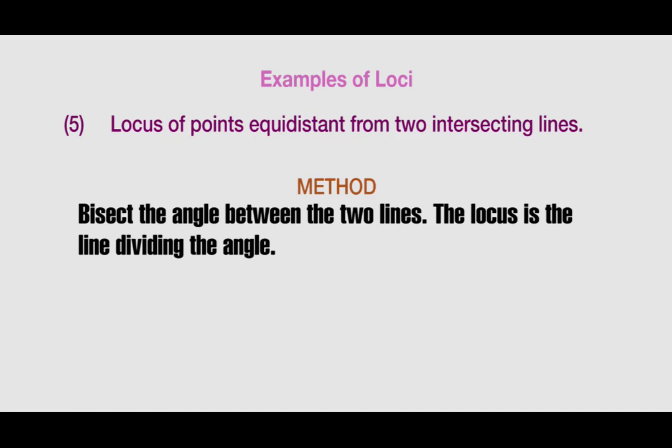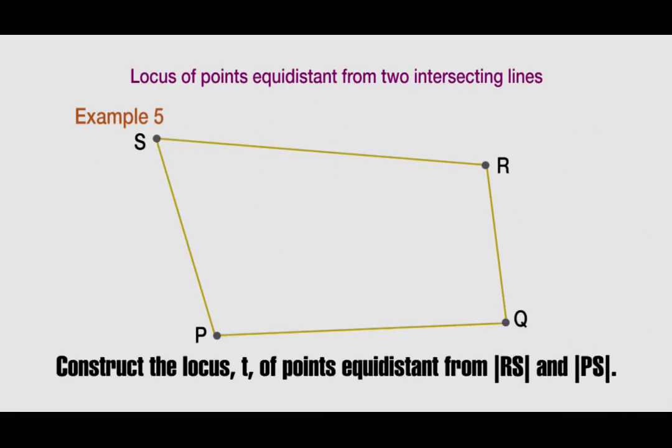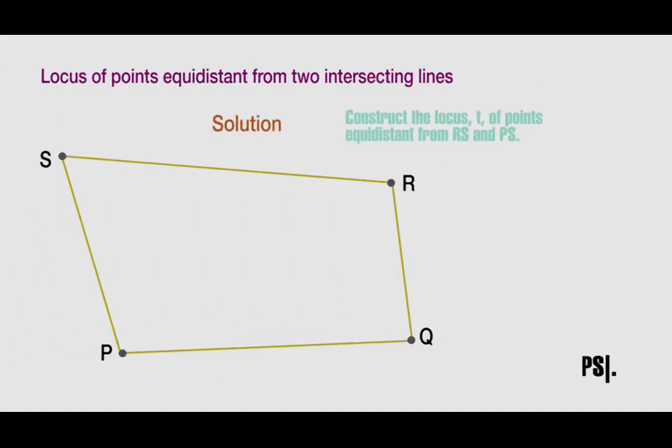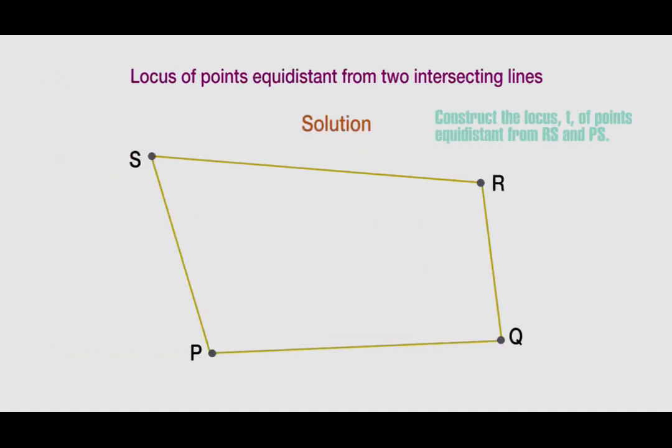Let's take example 5. Consider the following diagram. It is a quadrilateral. Construct the locus T of points equidistant from RS and PS. Let's take the solution. The point of intersection of the lines RS and PS is S. We construct a bisector of the angle at S to obtain that line.